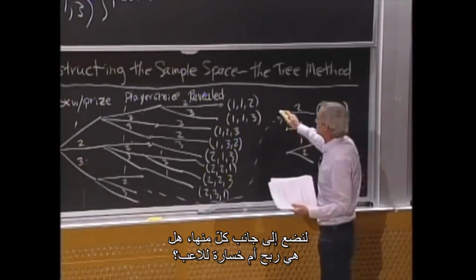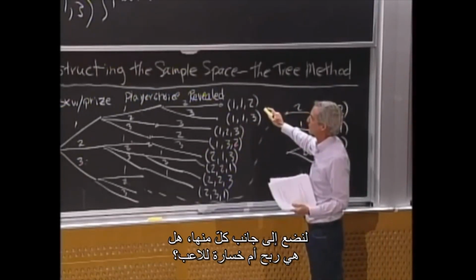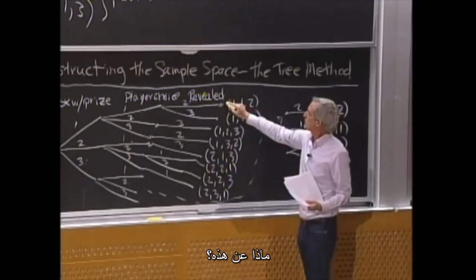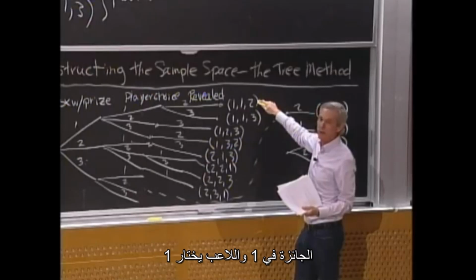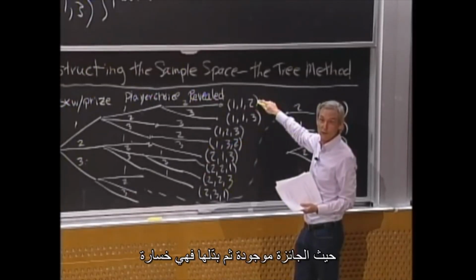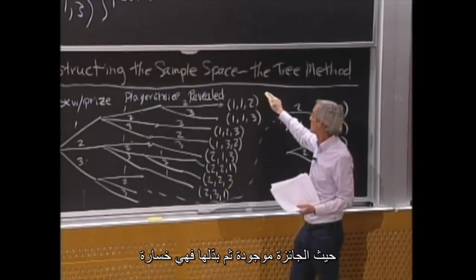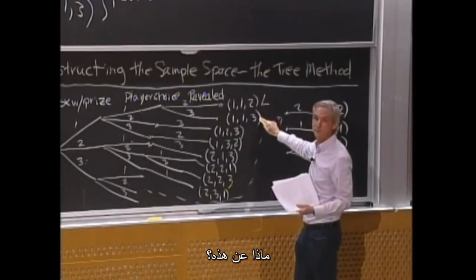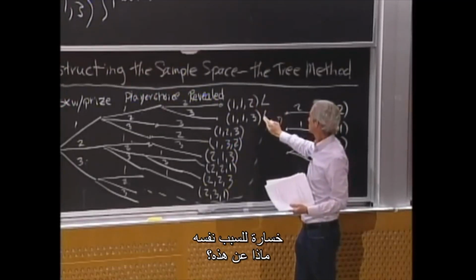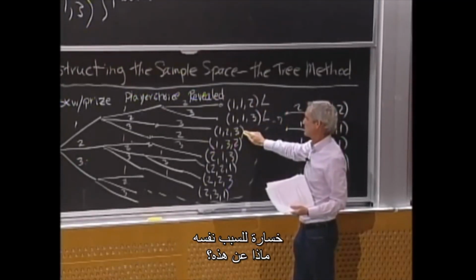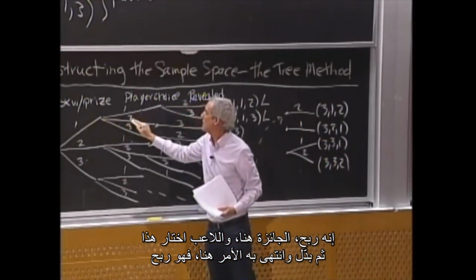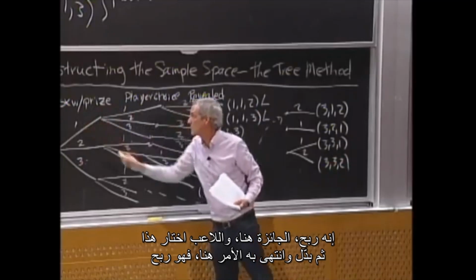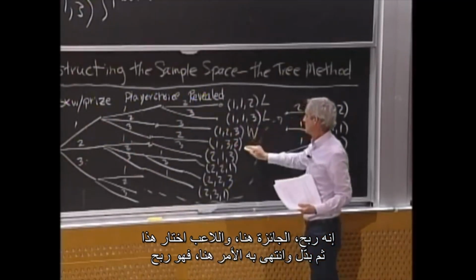Let's label each one as a win for the player or a loss for the player. What's this one? Yeah, prize is in 1. The player chose 1 where the prize was and then switched away from it. Loss. What about this one? Loss, same reason. What about this one? That's a win. The prize is here. The player went there and switched, so they wound up there. Win.